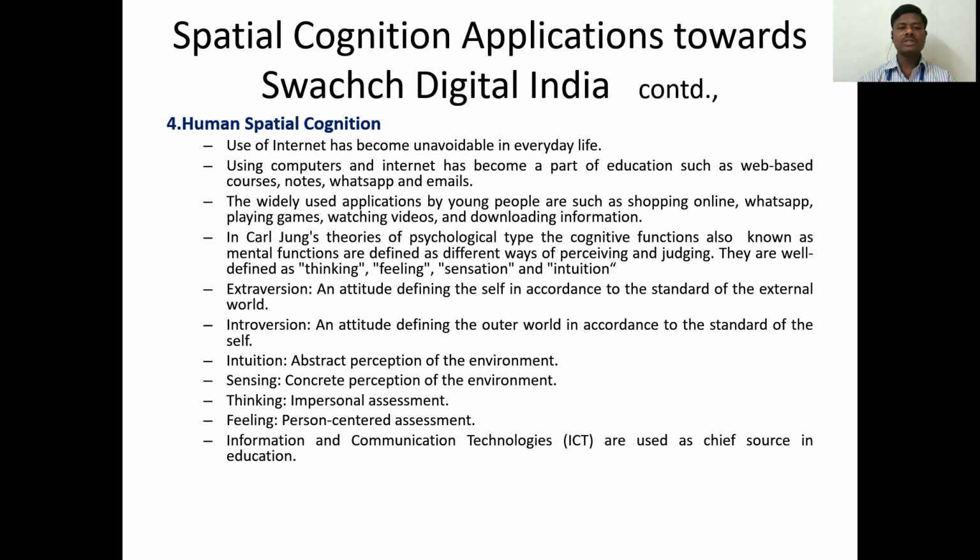In Carl Jung's theories of psychological type, the cognitive functions, also known as mental functions, are defined as different ways of perceiving and judging. They are all well defined as thinking, feeling, sensation, and intuition. Extraversion, an attitude defining the self in accordance to the stand of the external world. Introversion, an attitude defining the outer world in accordance to the standard of the self.